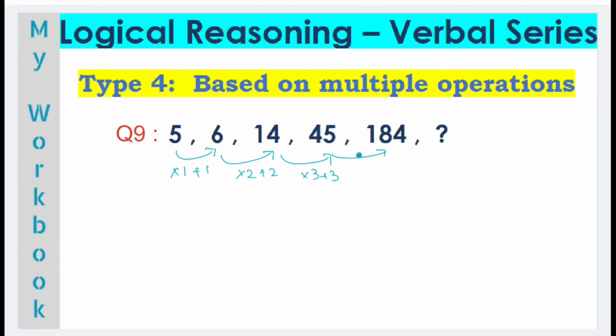Similarly, 45 into 4 will give us 180. Add a 4 to it. So the pattern is very much evident. Into 1 plus 1, into 2 plus 2, into 3 plus 3, and so on. So the next element would be 184 into 5 plus 5. And the answer will be 925.